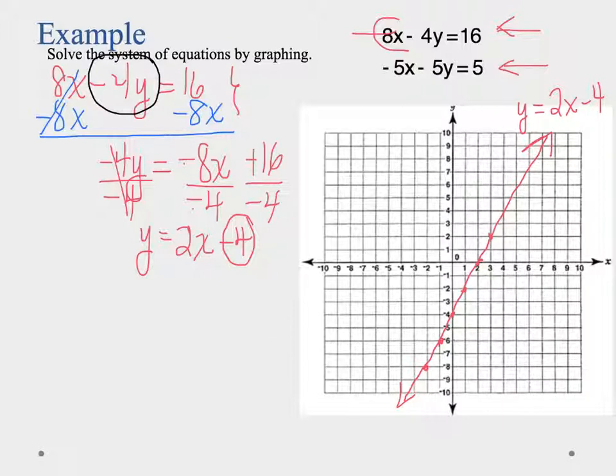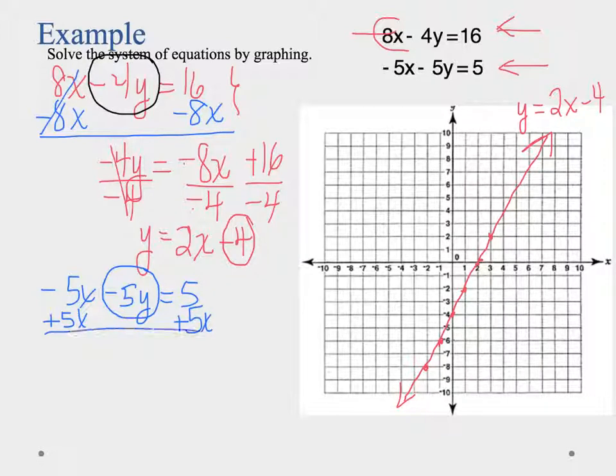And now we're going to do the same thing with negative 5x minus 5y equals 5. That's the second equation that we're dealing with. I want to get the negative 5y by itself. So I have negative 5x, so I'll add 5x to both sides. And I'll get negative 5y equals 5x plus 5. I'll divide by negative 5 because my job is to get the y alone. Divide by negative 5, divide by negative 5.